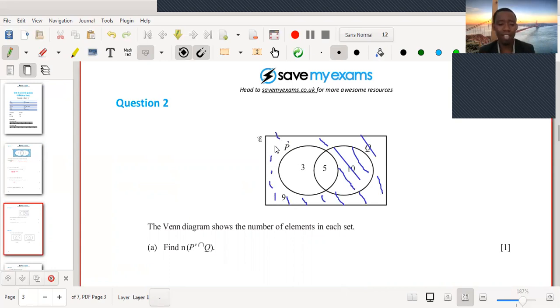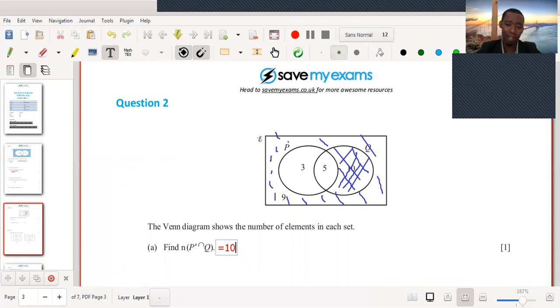And then we find the intersection of P complement and Q. Where is the intersection? It's pretty obvious. So Q is here. So the intersection of P complement and Q will be this part here. So we have 10. So the number of elements which are there is 10. Okay? Is it okay? I think it makes sense.